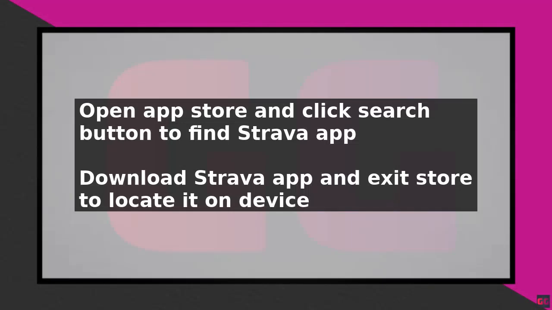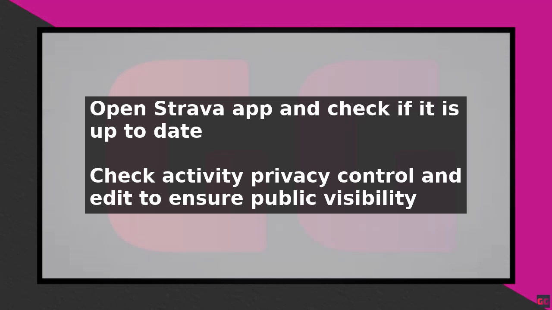To resolve the issue of Flybys not showing in the Strava app, start by opening your App Store. At the bottom row, you'll see options including Today, Games, Apps, Arcade, and a search button. Click on the search button to access the search bar. Type in Strava and select the Strava, Run, Bike, and Hike option to download the app.